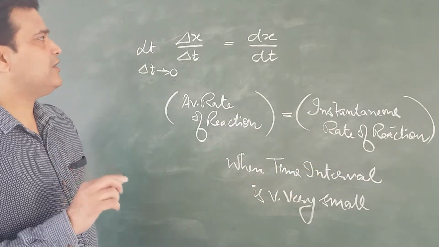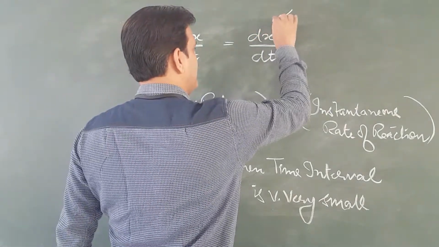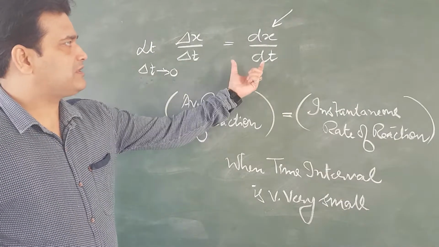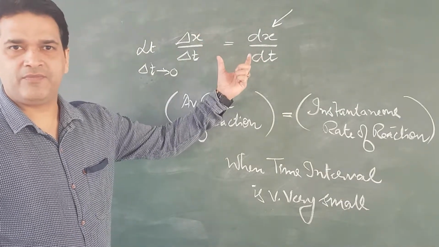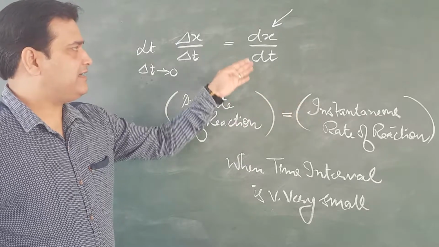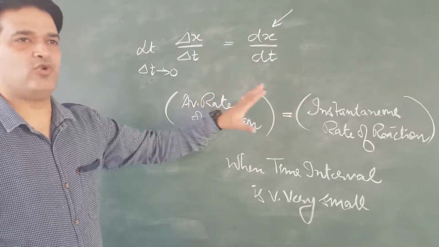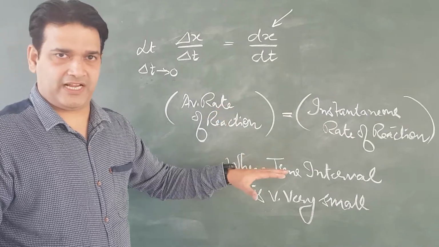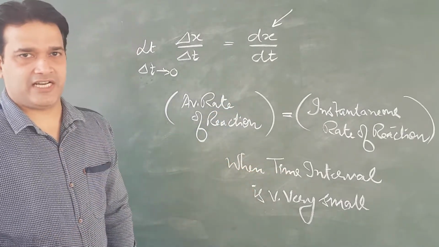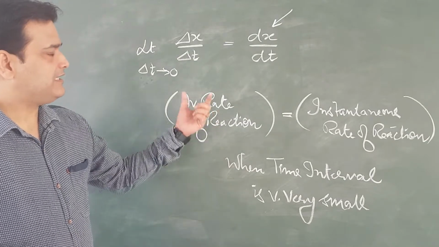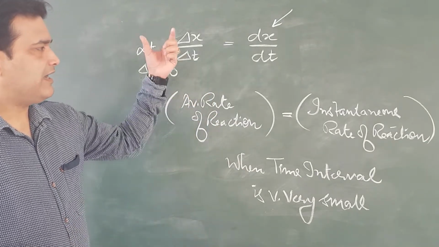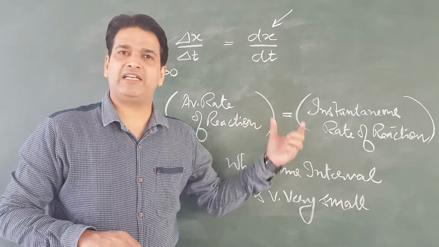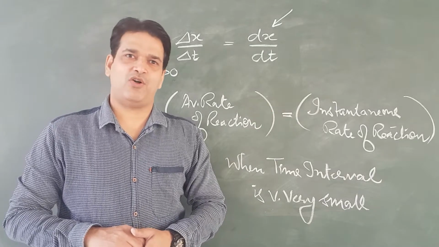But mostly we prefer instantaneous rate of reaction because it does not depend on any other factor and it gives us the accurate or exact value of the rate of reaction, the speed of reaction at the given instant. So this is what rate of reaction, average rate of reaction and instantaneous rate of reaction is all about.